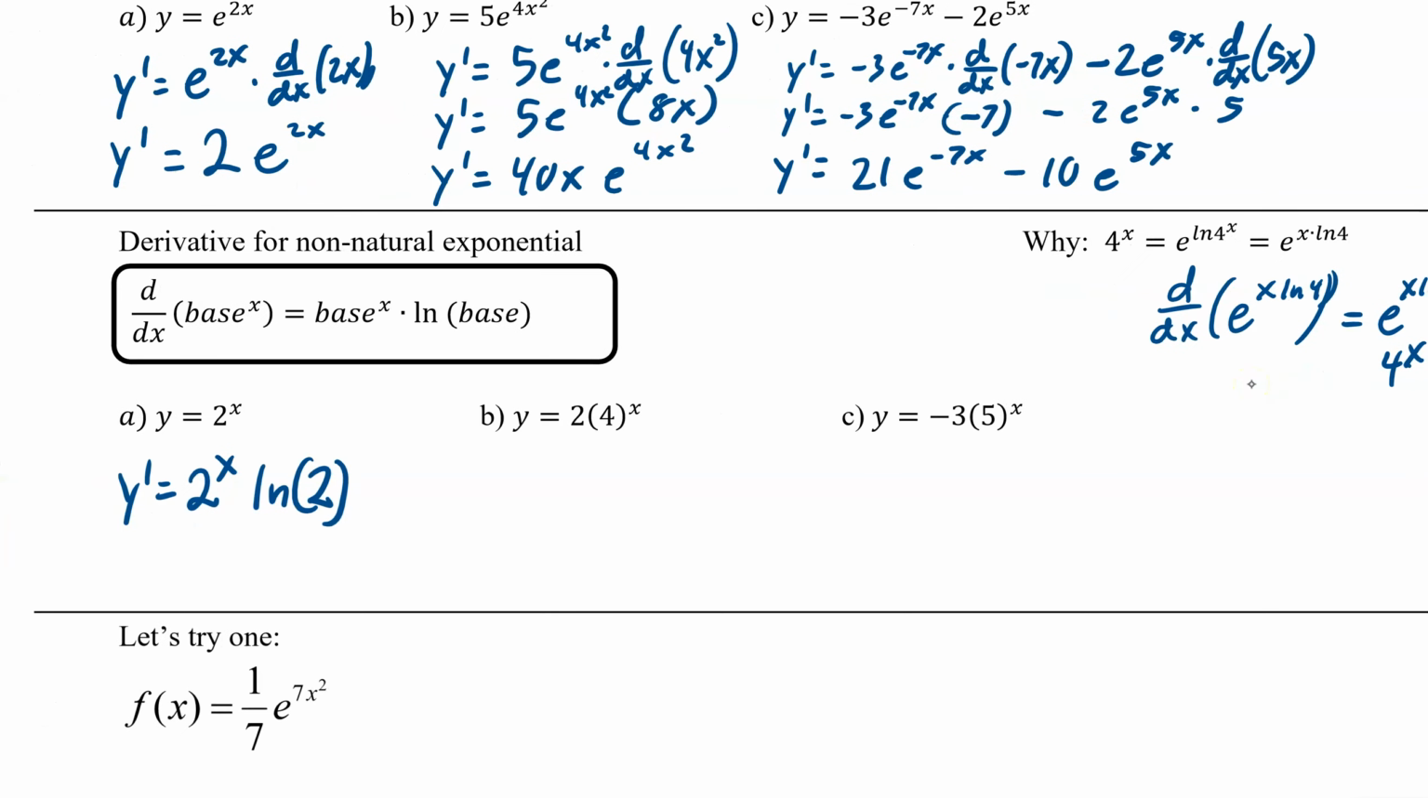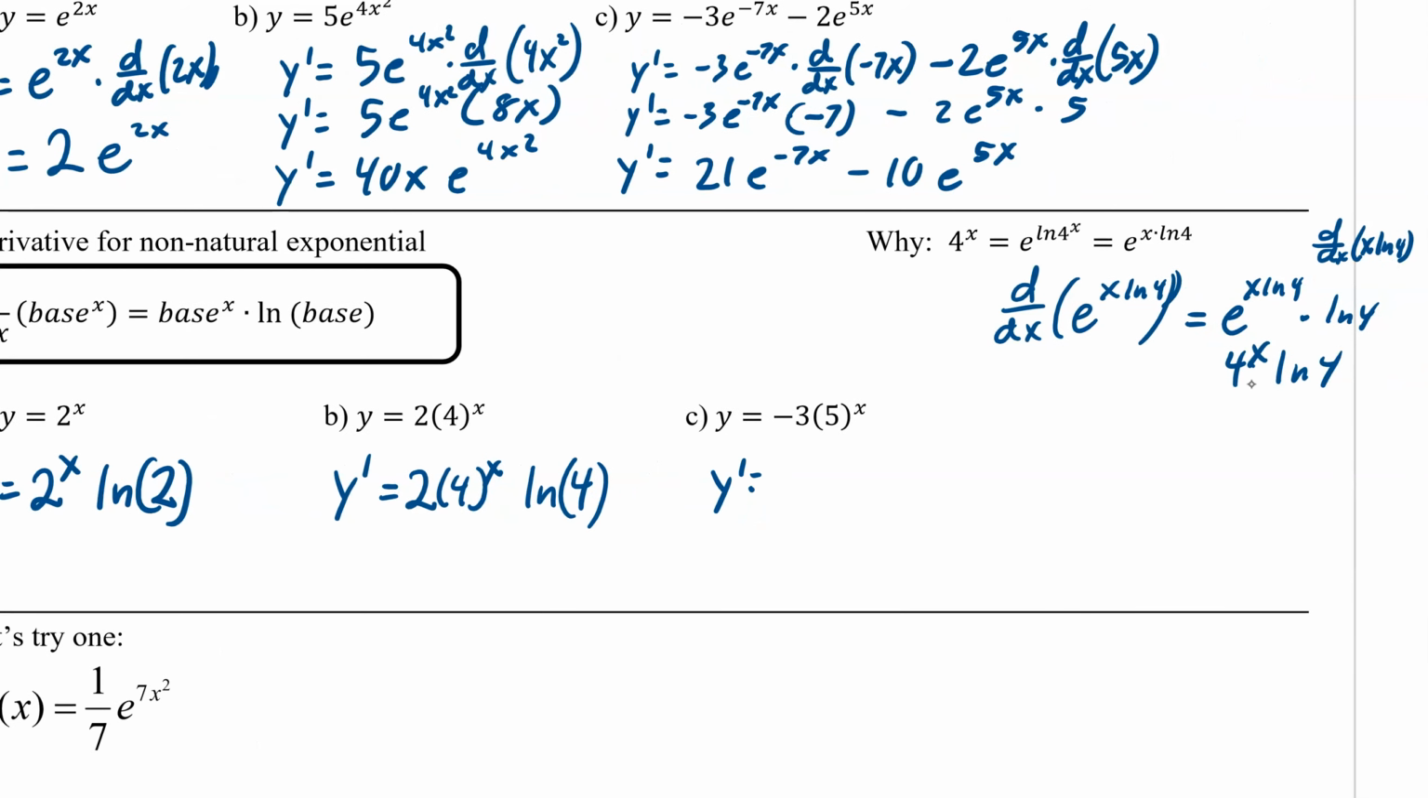So if you have a number in front, same basic idea. All you're really doing is this. You're bringing it down, and then you're writing ln of 4, whatever that base is. So this would be y prime equals negative 3, 5 to the x, ln of 5. So it's that quick.